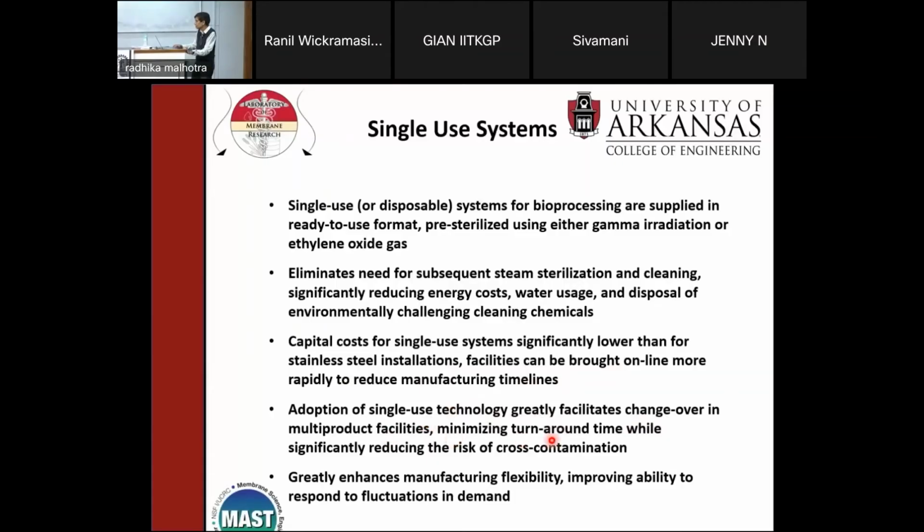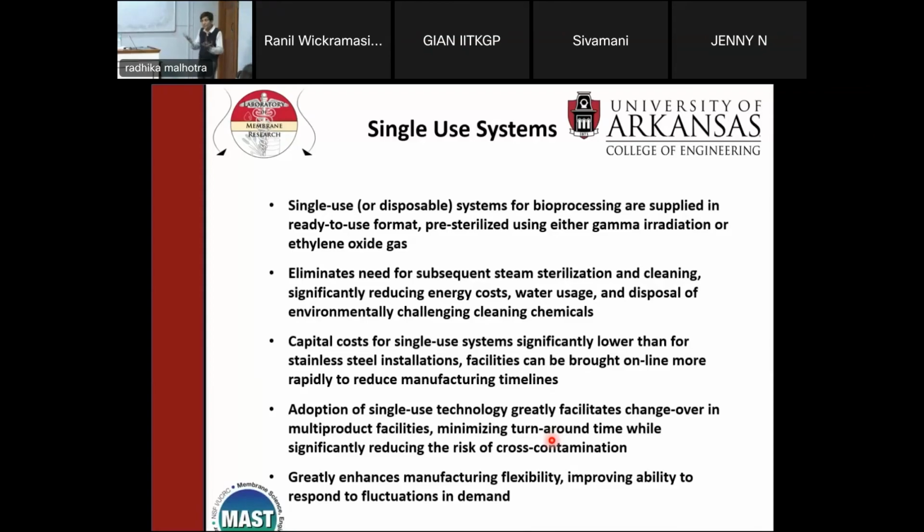Adoption of single-use technology generally facilitates changeover in multi-product facilities, minimizing turnaround time while significantly reducing the risk of cross-contamination. And I told you that in the past, maybe 20 years ago, you'd build a manufacturing process for a drug, and you'd run it, and you'd make enough drug in maybe, I don't know, 6 months or something, depending, and that's enough for the next 3 years. So then what do you do with this facility after?